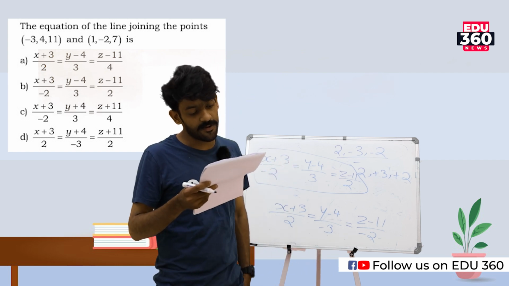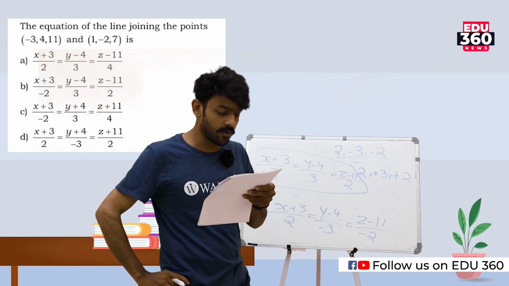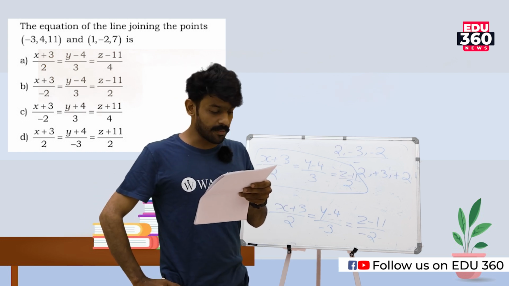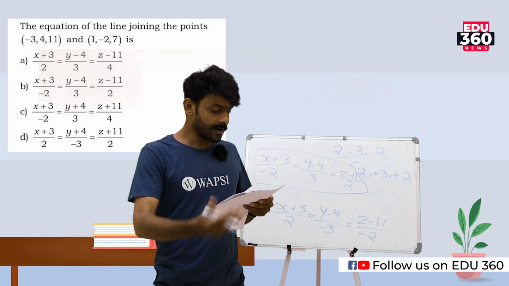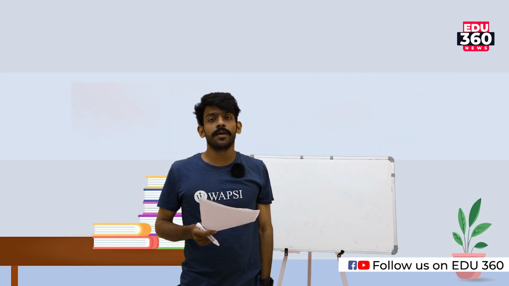That is (x plus 3) divided by minus 2, equal to (y minus 4) divided by 3, equal to (z minus 11) by 2. So this is the correct answer for this question. So we can move on to our next question.